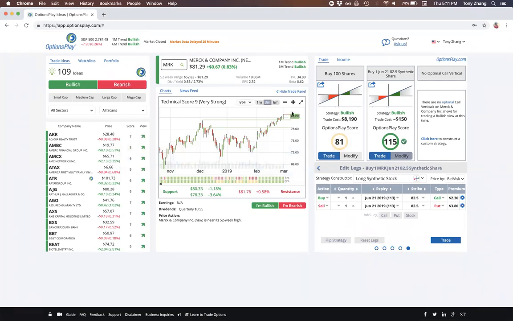I really appreciate it. Ida's asking, what is the acronym POP? POP is referring to the probability of profit. So each strategy has a probability based on the break-even price of that strategy, and POP tells you what is the probability of that stock overcoming that break-even price.